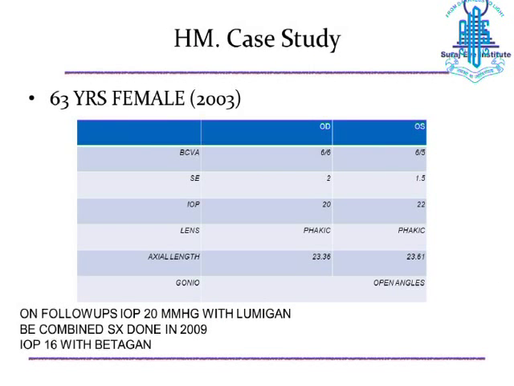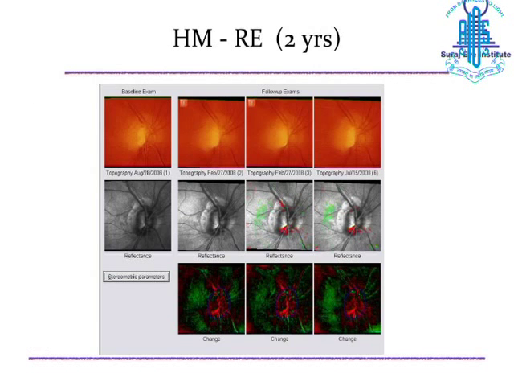And this is a lady, a 63-year-old female, and her axial length was 23. She was phakic when she first came to us in 2003. Her intraocular pressure was 20 and 22. And then on follow-up, it was 20 millimeters of mercury with prostaglandins. Combined surgery was done in 2009. Intraocular pressure now is 16 millimeters of mercury with beta blockers actually. And this is the right eye, and it shows us that there is loss of the rim inferiorly actually.